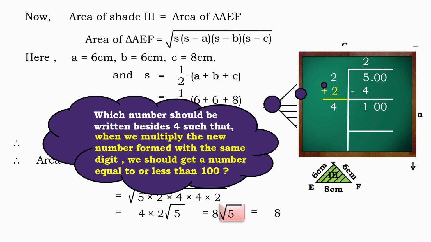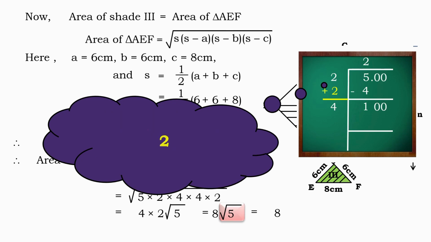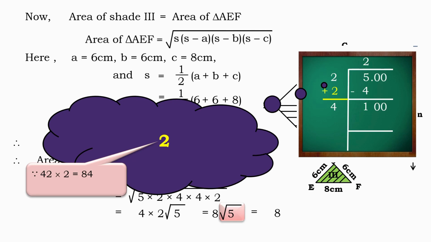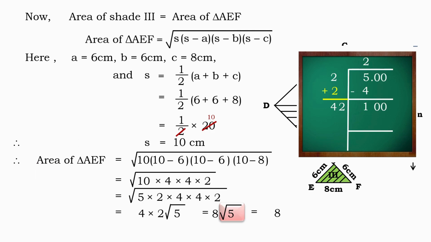It should be a digit such that the product will be less than 100. If we put 2, 42 multiplied by 2 is equal to 84. If we put 3, then it will be more than 100, so we can't take 3 over here. So we put 2, and we put 2 at the top after the decimal point. So 2.2 is the approximate value of root 5.